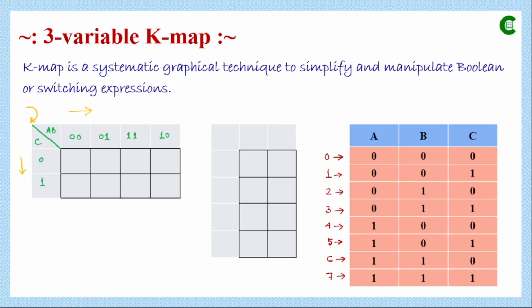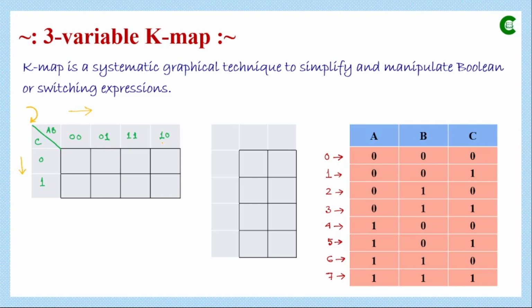Now from 1 1 to 1 0. If we write 1 0 here, then we can see that A remains the same and B changes value from 1 to 0. So here also the change in value is only for one variable. So this thing we have to remember and take care of.